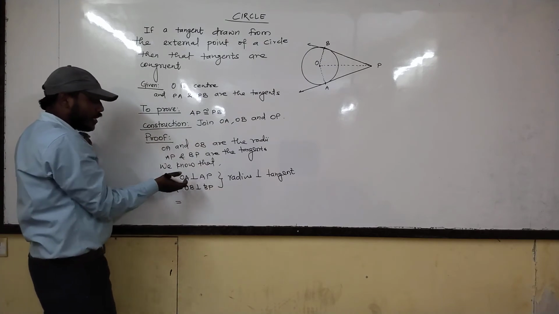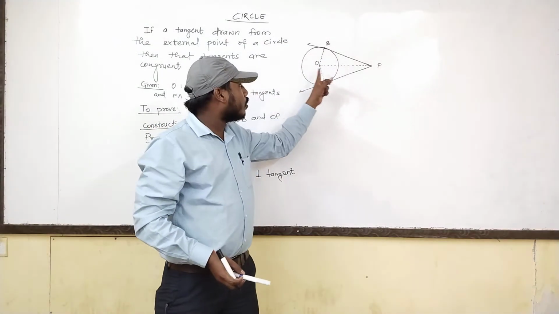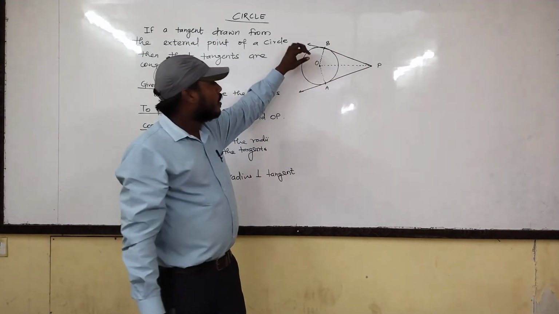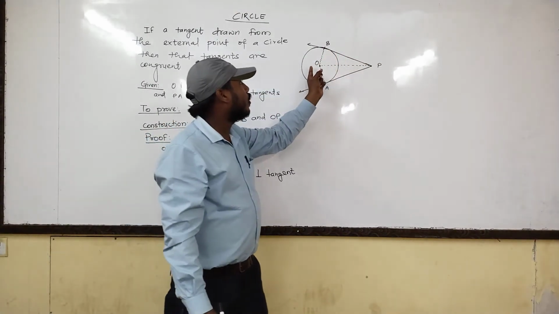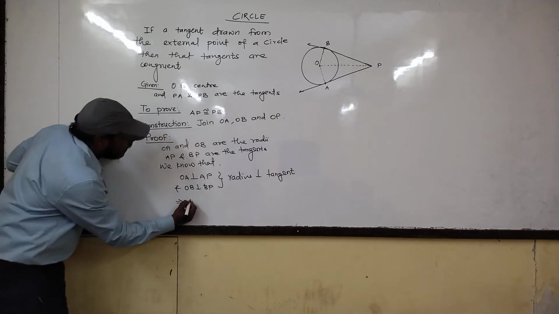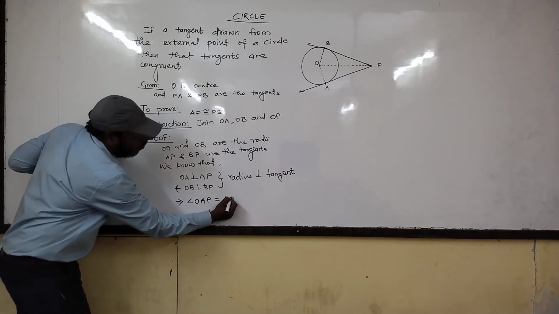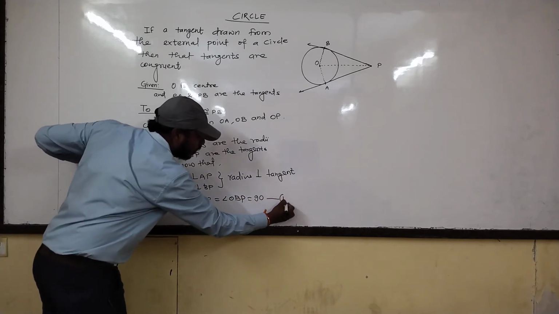We can say that OA is perpendicular to AP. That means angle OAP is 90 degrees. In a similar manner, OB is perpendicular to BP, so angle OBP is 90 degrees. This implies that angle OAP is equal to angle OBP, which is equal to 90 degrees, and we will give equation number 1 to this.